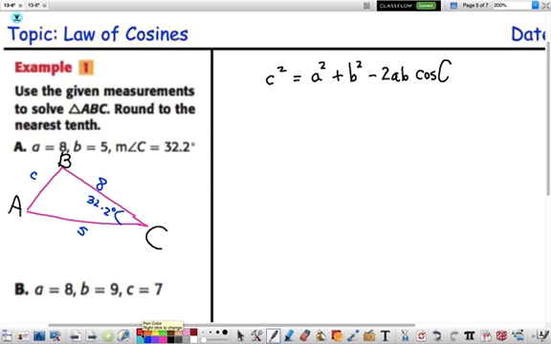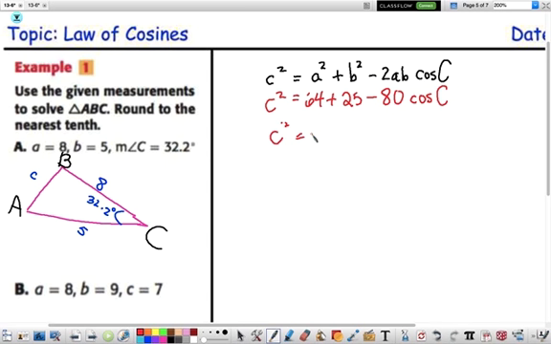Input what we know. a squared, and I'm just going to do it, I'm not going to write it down. a squared, that is what? 64. b squared, 25. 2 times 5 times 8, 80. Yep, minus 80 cosine C. I don't know c squared, so I'll keep it there.